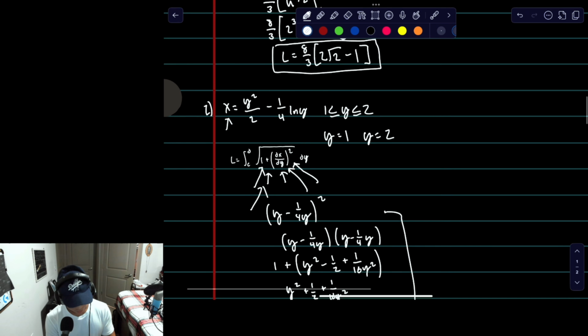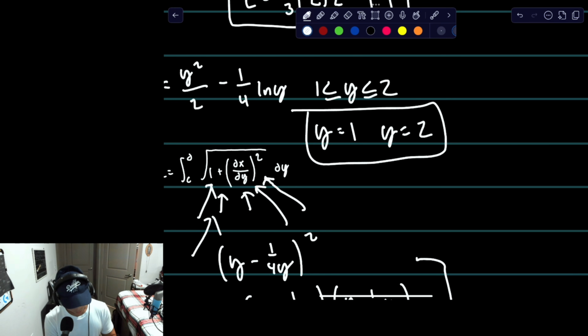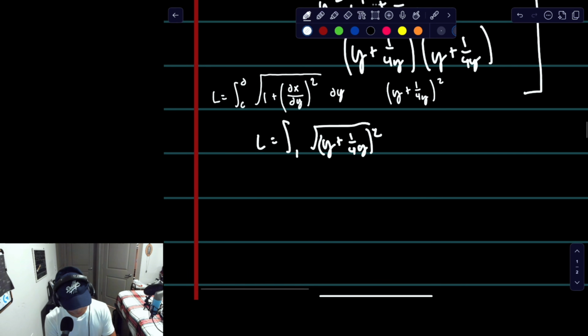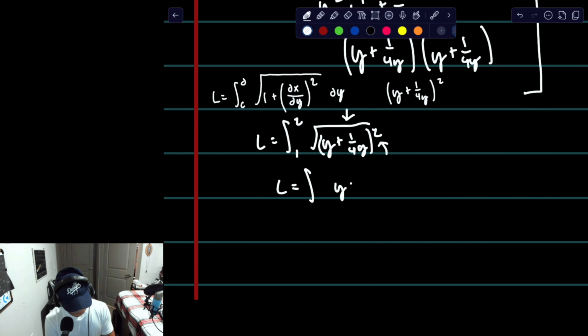And remember, our bounds are y equals 1 and y equals 2, which is our lower and upper, so 1 to 2. And of course, the square root and the square cancel each other out, so we're left with L equals the integral of y plus 1 over 4y bounded from 1 to 2 dy.